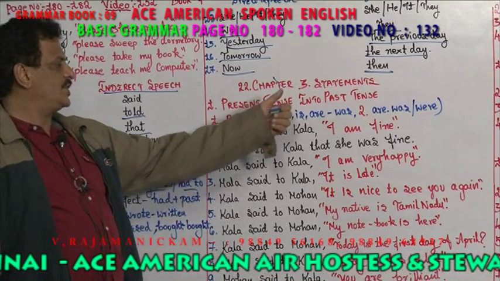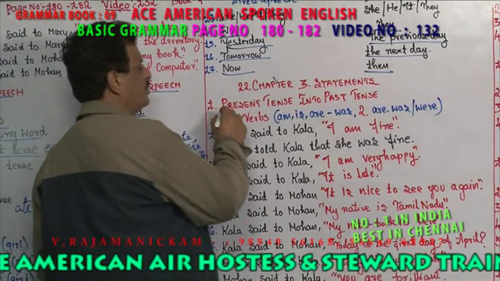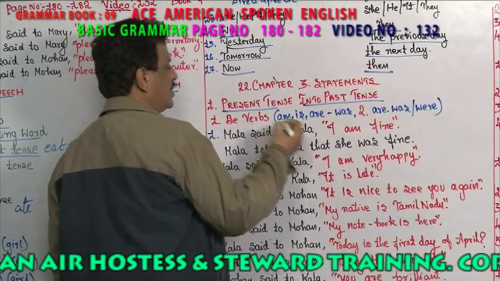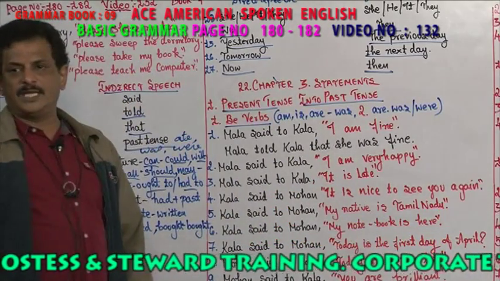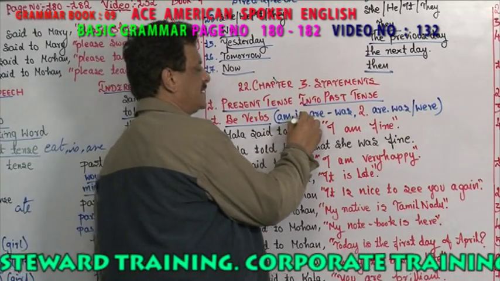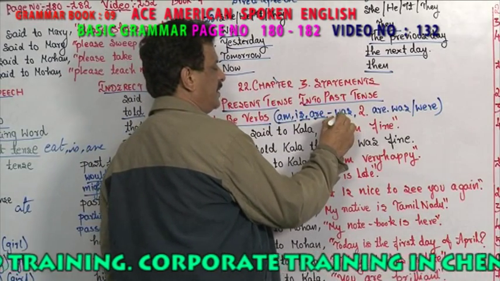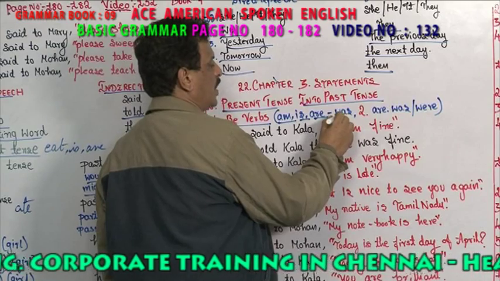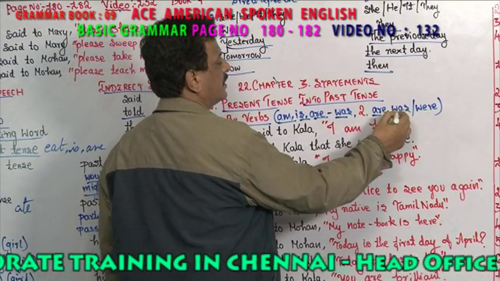So chapter 3, statements. Present tense into past tense. Present tense changes into past tense. BE verbs. What are the BE verbs? Am is a BE verb, is a BE verb, are is a BE verb, and past tense is was. For are, was and were.